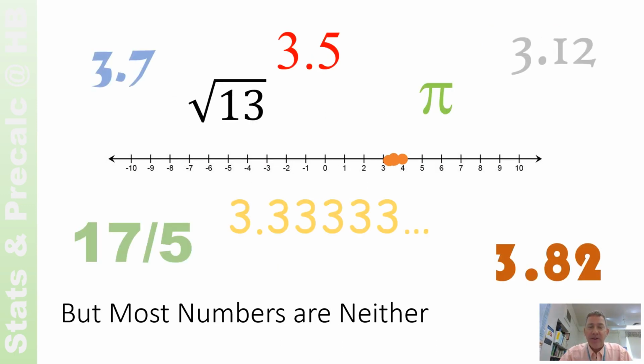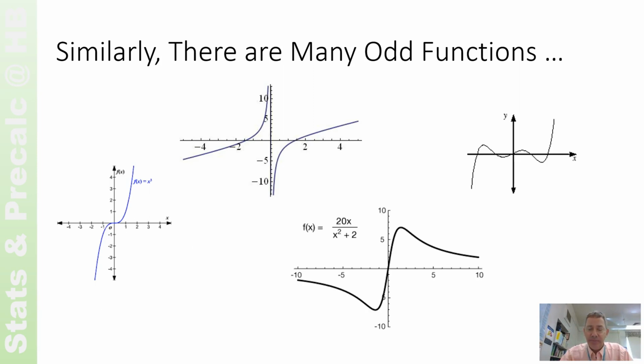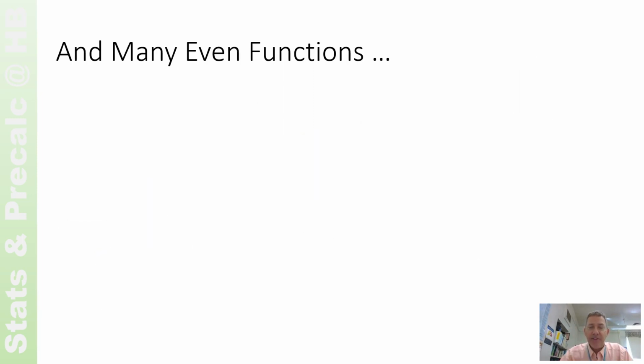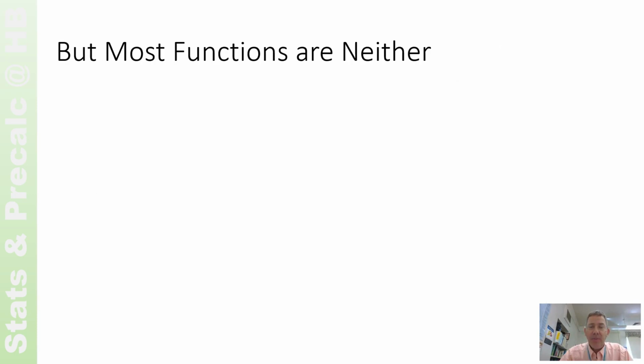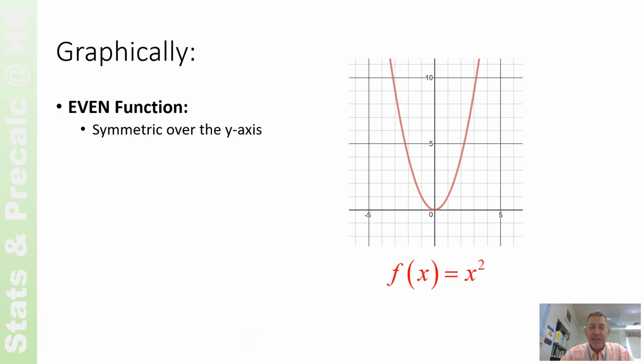Neither odd nor even. Things like 3.7. It's between 3 and 4. It's not odd or even. Similarly, there are many odd functions in the world, and there are many even functions in the world. But most functions are neither odd nor even. Lots of different varieties. How to tell graphically.